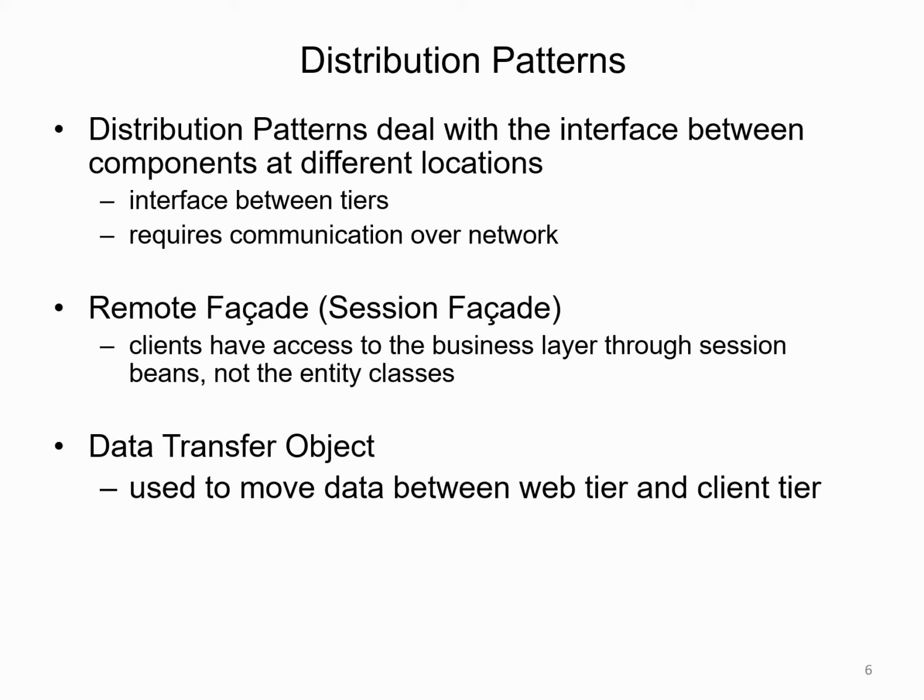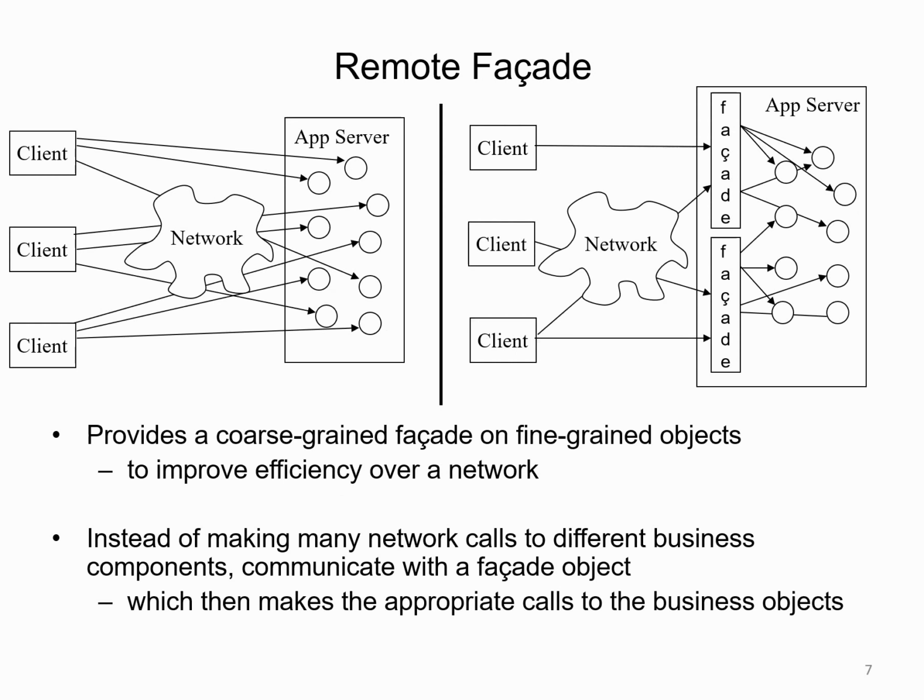And that's really quite important in my view, because the entity classes have got a direct connection to the database. And I don't think it's a very good idea for clients and other parts of the application to have access to the database. Data transfer objects are used to move data between the web tier and the client tier, and also between other tiers within the application. Let's think a little bit more about the remote facade for now.